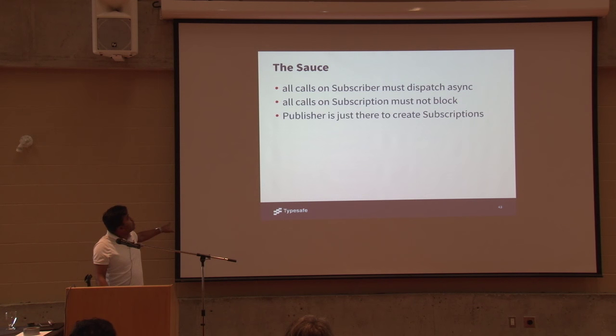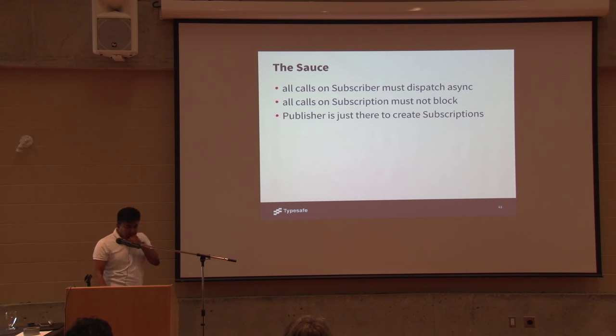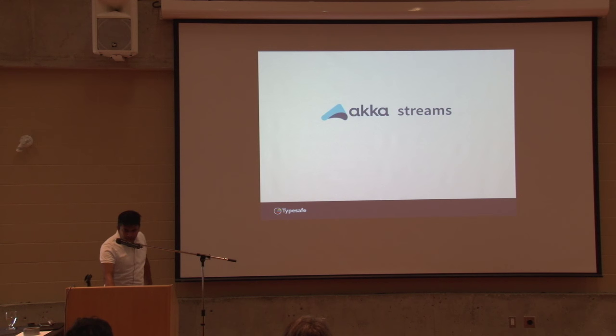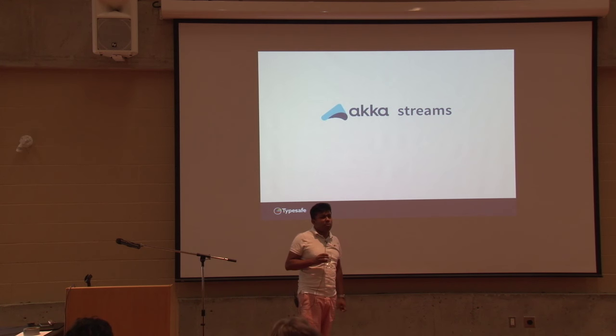And all these calls, the subscriber must dispatch asynchronously. All these boundaries are asynchronous, by the way. There's no blocking going on. That's fundamental. That's a part of the TCK if you want to implement reactive streams. I'm losing my voice here. So that's very low level. If I give you those three interfaces to work with, that's not going to be very productive.